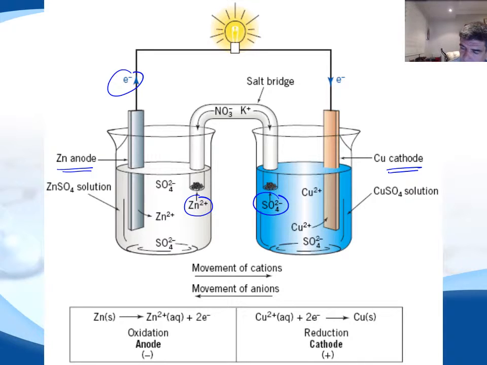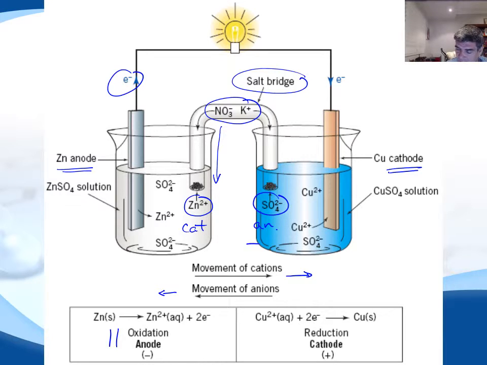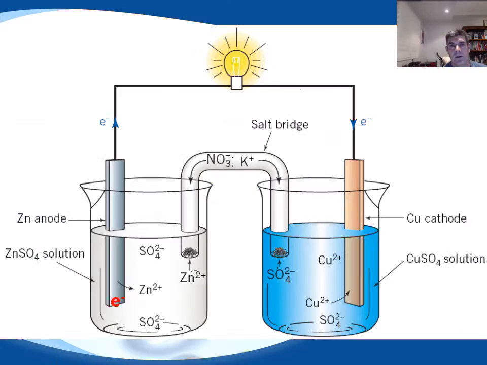Prior to all of that happening, though, whatever salt is used to soak the salt bridge, and this will often be potassium nitrate, those ions will be moving initially to try and counteract the imbalance in cations here and anions here. So we've got a net movement of cations towards the reduction half cell and a net migration of anions towards the oxidation half cell. And you can see the two reactions shown here: oxidation at the anode and reduction at the cathode.